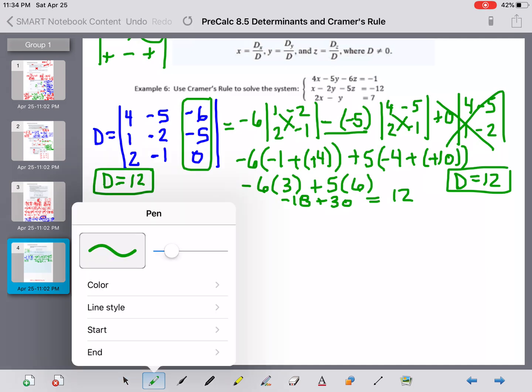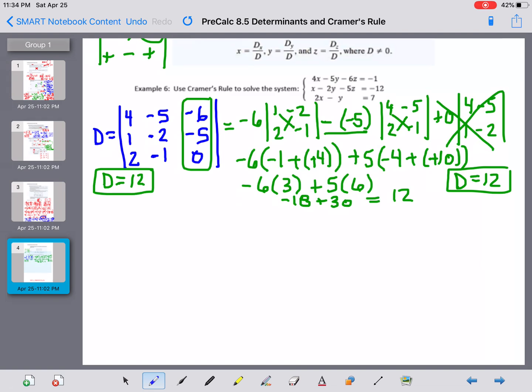Okay, we're going to go to dx next. So in dx, I'm going to use my same matrix I used above, except my x column gets replaced with the answers. So instead of 4, 1, and 2, I'm going to use -1, -12, and 7. The rest of my matrix will stay the same as I had before. So -5, -2, -1. My y values don't change. My z values don't change, and I'm going to leave those as is. And I'm ready to find the determinant of this dx matrix.